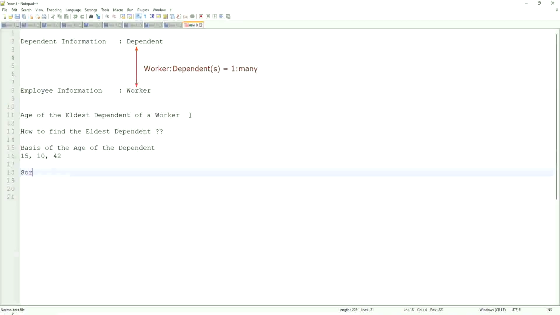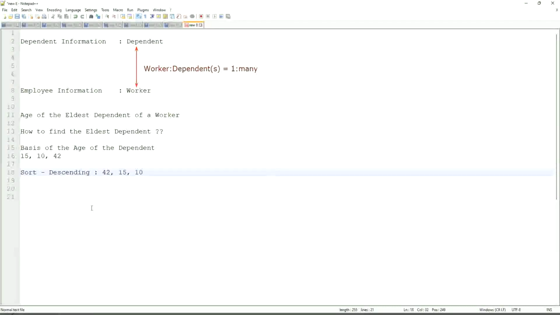So sort. Yeah. Descending. Right, sort descending. If that is what you are going to do, then it will be sorted like 42, 15, 10. Right. This is with me. This will be the sorting.